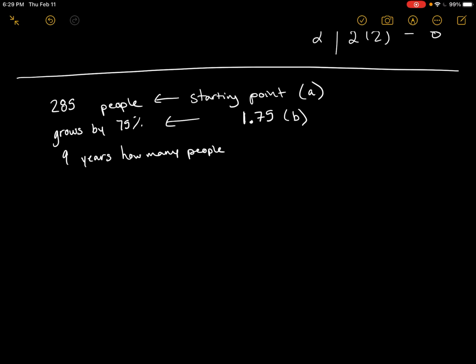So that's, again, why our rate here, if we're increasing by 75%, it's not 75, that would go down, it's 1.75. So that's going to be our B. So we can make our equation and plug in what we have. So again, we start off with 285 people. Our rate is 1.75, and then our time period is some number of years.